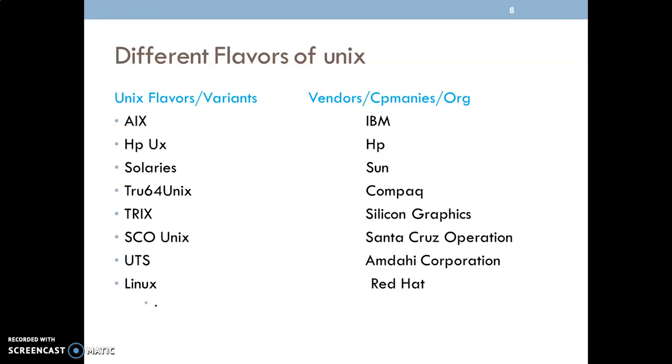First, different flavors of Unix. That is, what are the different naming conventions used by the different companies. For example, IBM has the naming convention AIX, HP has HP-UX, Sun Microsystems has Solaris, and Red Hat has Linux. This way they have different variants of the Unix operating system.